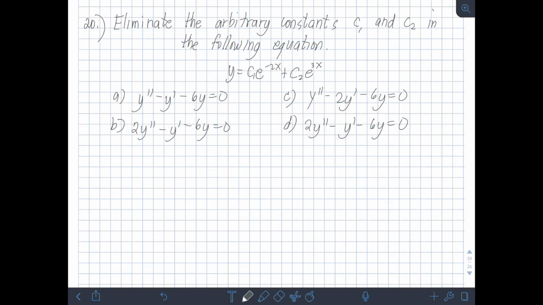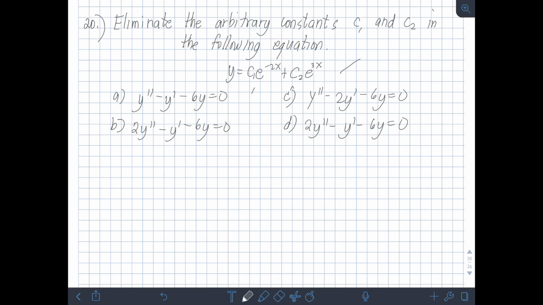Okay? Next, we have: eliminate the arbitrary constants C1 and C2 in the following equation. Y is equal to C sub 1 e raised to negative 2x plus C sub 2 e raised to 3x. Okay, so this is differential equations and elimination of arbitrary constants. The usual thing we do when eliminating arbitrary constants is to determine how many constants there are, which is the number of times we will differentiate. Since we have two constants, we will differentiate twice. Then, once we eliminate C1 and C2 from the differentiated equations, we can get the differential equation.